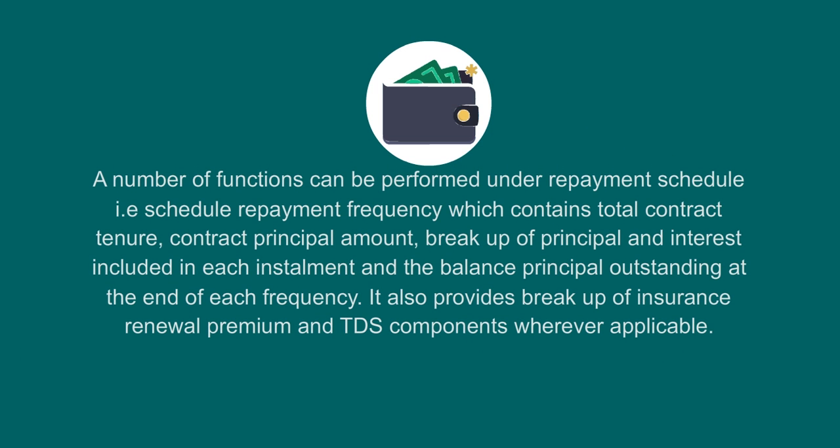A number of functions can be performed under repayment schedule, that is, schedule repayment frequency, which contains total contract tenure, contract principal amount, breakup of principal and interest included in each installment, and the balance principal outstanding at the end of each frequency. It also provides breakup of insurance renewal premium and TDS components wherever applicable. Let's have a look at the different functions performed under repayment and IRR.